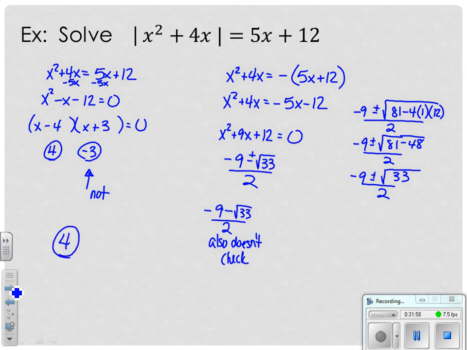The 4 worked and gave a true statement, and the negative 9 plus root 33 over 2 as well. That second one, that's a rough one to figure out for extraneous. You got some math behind checking that one through.